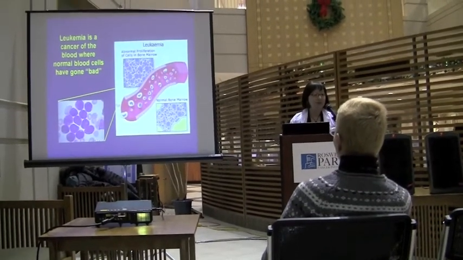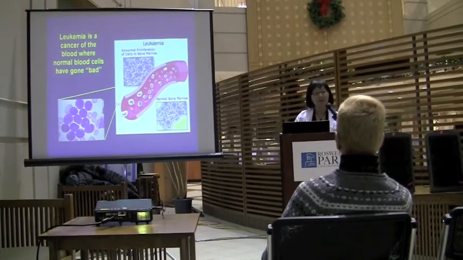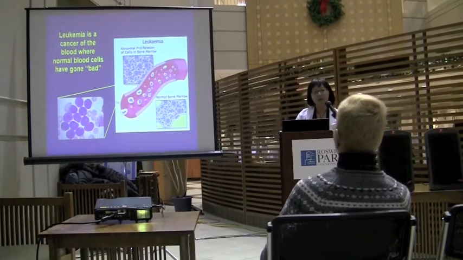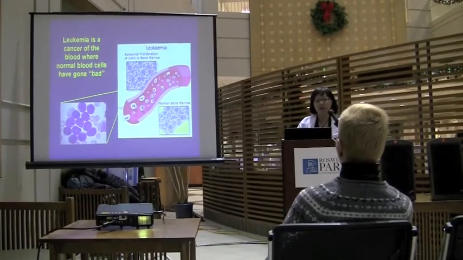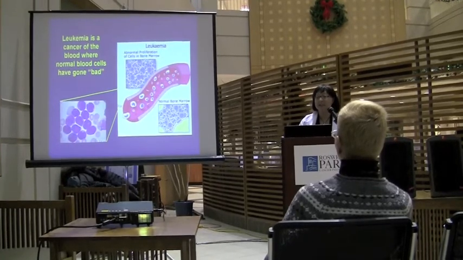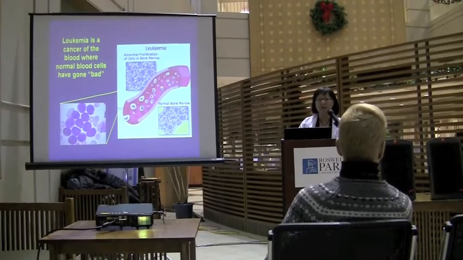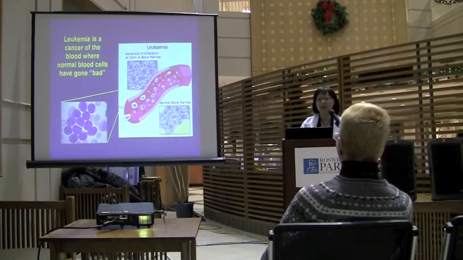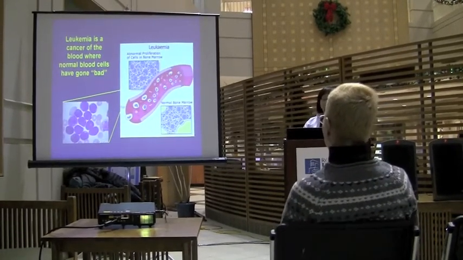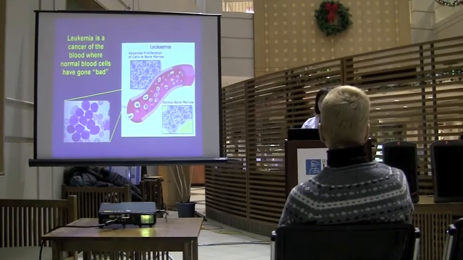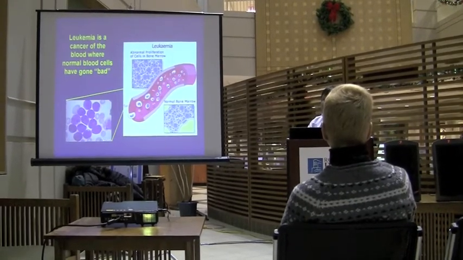Leukemia, for those of you who don't realize this, is a cancer of the blood. It's a situation where the normal blood cells have gone bad. They refuse to differentiate into normal white blood cells. They get stuck at a very early stage of development, and then they overgrow. In fact, they overgrow to such a high level that patients like Jackie can present with 10 or 20 times the number of white cells as a normal individual.